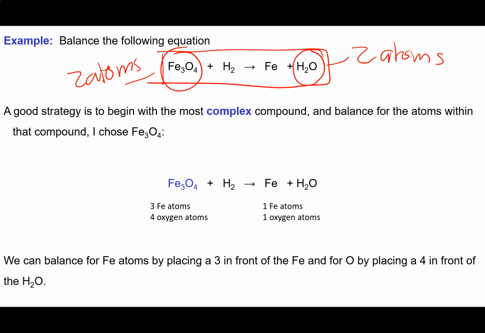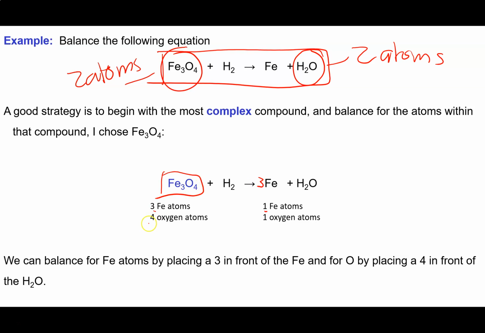So either of those 2 would be good. I'm going to go with the Fe3O4 because it looks like the most complex one. And then if I get that out of the way, then I've got the bulk of it worked out. So focusing on that one, I can see that I've got 3 iron atoms on the left and only 1 iron atom on the right. So how am I going to get 1 up to 3? I'm going to have to put a 3 in front of there.